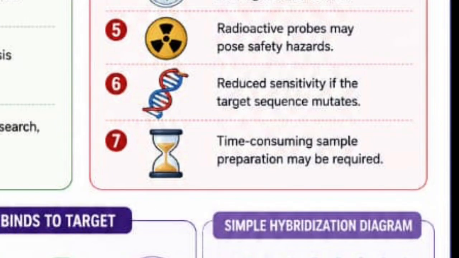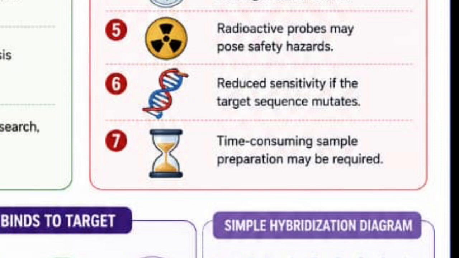Radioactive probe may pose a safety risk. Yeah, because it will pose a safety risk in the sense of, remember, when your body is exposed to a radioactive substance, what happens? It can cause another genetic mutation in another part. So let us say you are sending the molecular probe into the body. If you send it into the body, what will happen? It could cause another mutation in another organ.